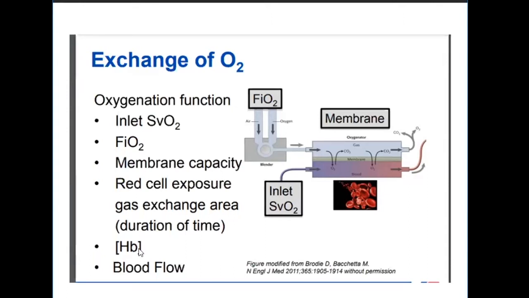That's why one of the principles of maintaining ECMO is that we try to keep hemoglobin around 10 gram per dl, which is different from the normal practice of the ICU, where we try to keep around 9 or 8, and even accept 7. But in an ECMO patient, we have to keep around 10 so that we'll have a better oxygenation.